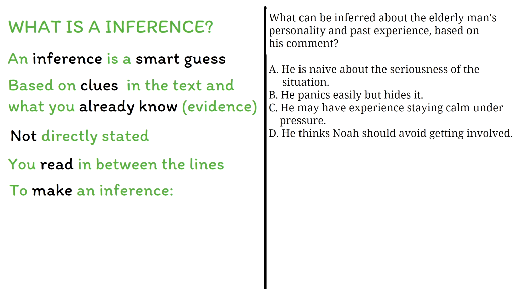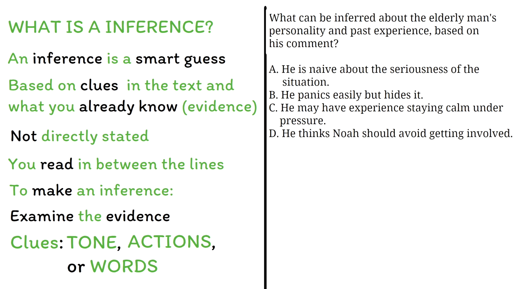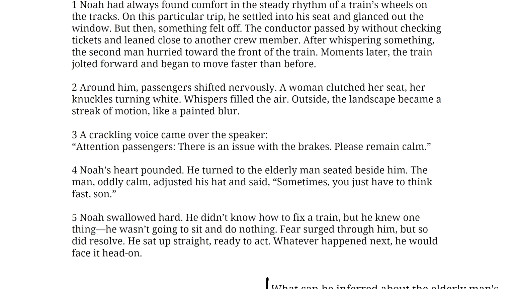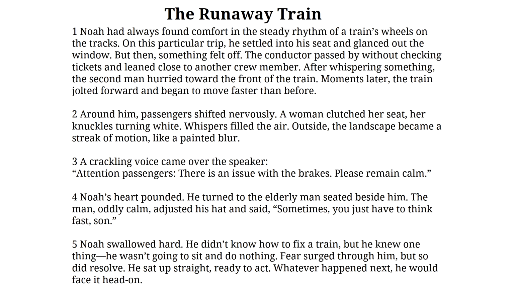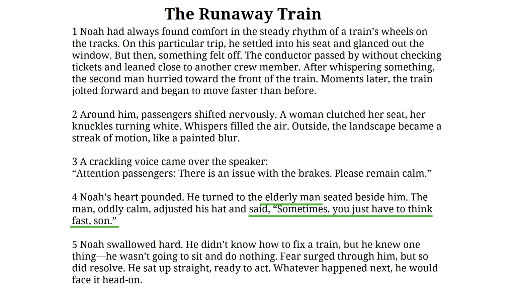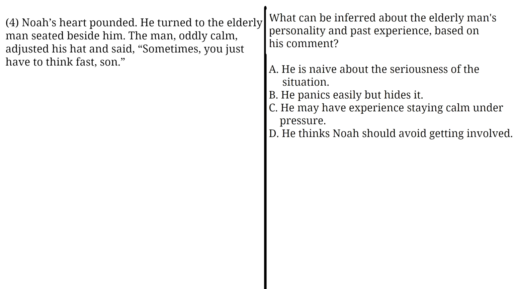Now, to make an inference, we need to examine the evidence in the passage. The clues we find, like tone, actions, or words, help us draw logical conclusions about what's not directly stated. That's how we figure out the best answer to the question. So let's go to the passage and look for where the elderly man made the comment. Now when we look through the passage, we see that the elderly man's comment was made in the fourth paragraph. So let's bring that section to the bottom left of our workspace so we can answer the question.